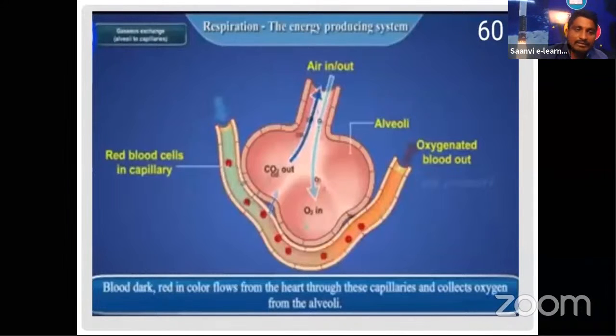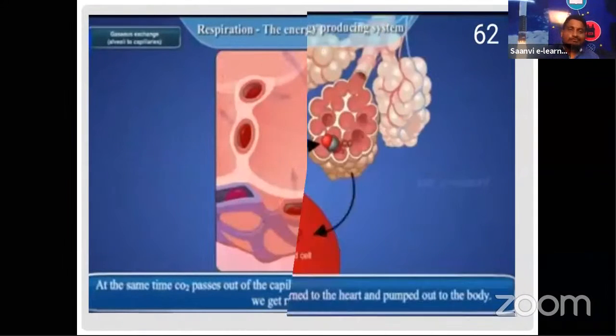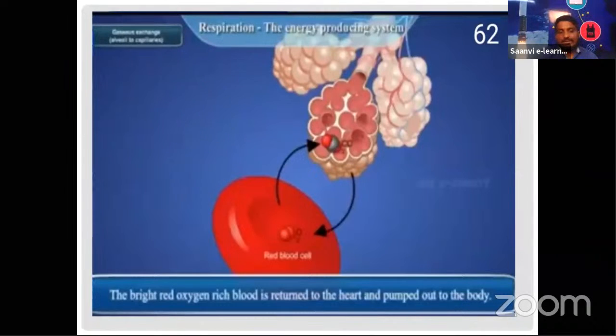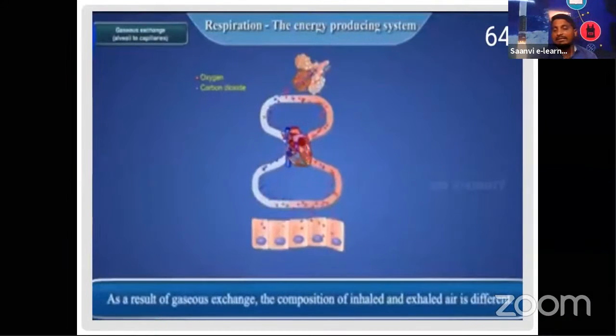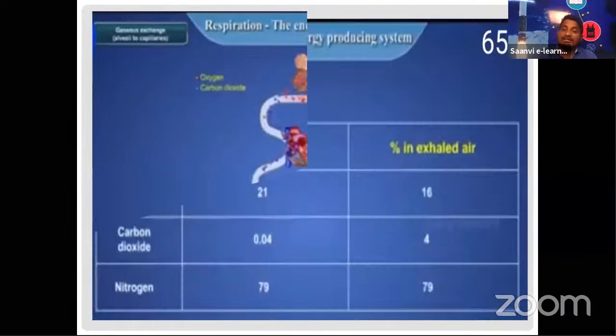We have learnt that the bright red oxygen-rich blood is returned to the heart and pumped out to the body. After taking up that oxygen, blood is carried to the heart. From the heart, it will be pumped out to all the body parts. As a result of the gas exchange, the composition of inhaled and exhaled air is different.